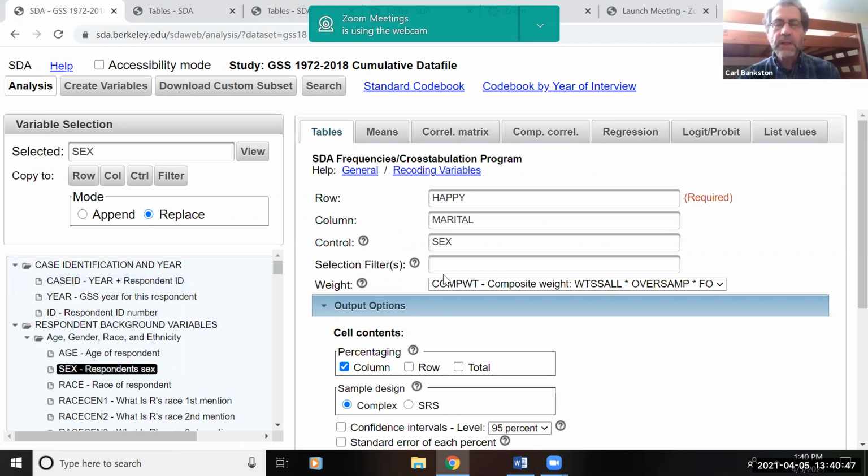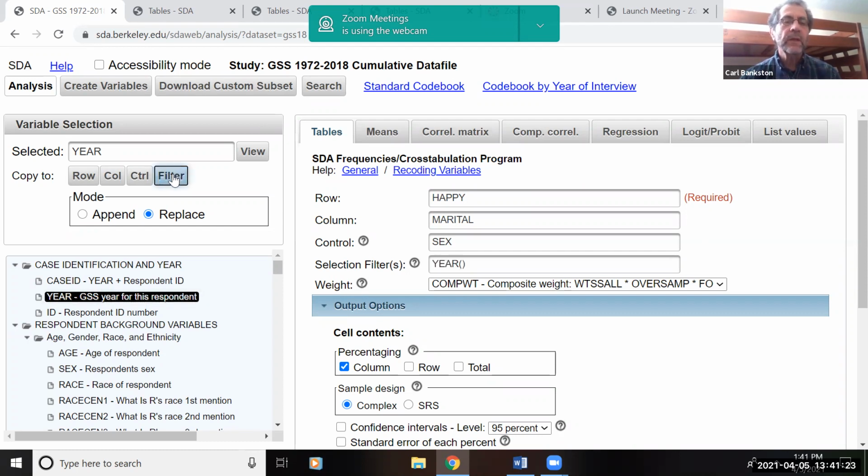Selection filter. Selection filter is essentially an if statement. That means only look at this relationship while controlling for the value of a variable. For example, this is for 1972 to 2018, and it might be that things have changed over the years, and so we want to look at only the most recent data.